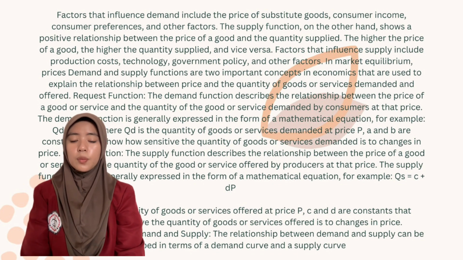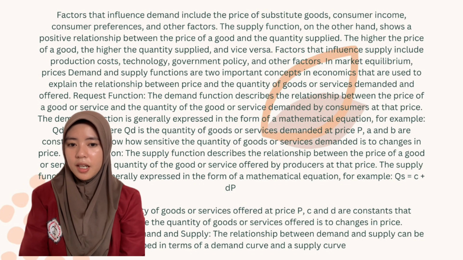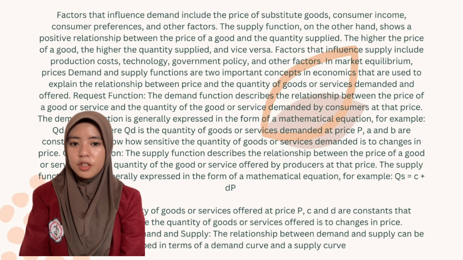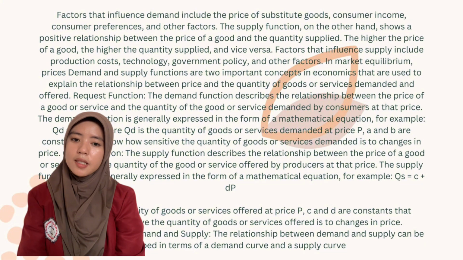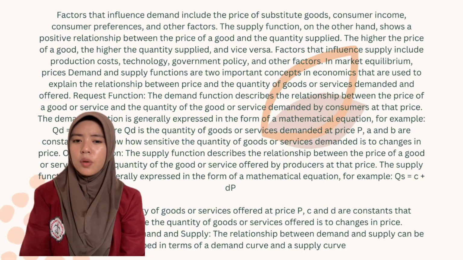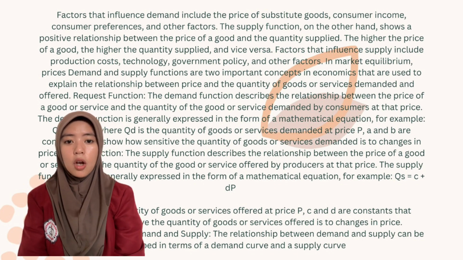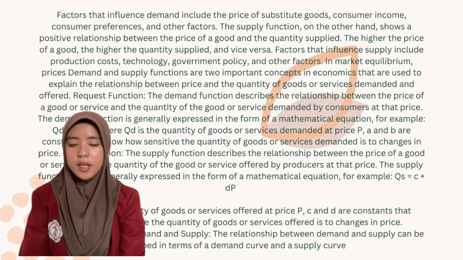The supply function describes the relationship between the price of a good or service and the quantity of the good or service offered by producers at that price. The supply function is generally expressed in the form of a mathematical equation. For example, QS = C + DP, where QS is the quantity of goods or services offered at price P, and C and D are constants. D indicates how sensitive the quantity of goods or services offered is to changes in price.